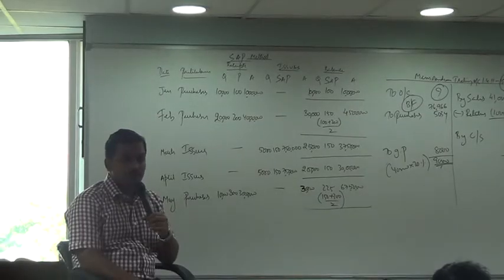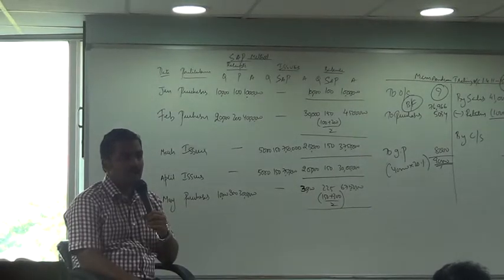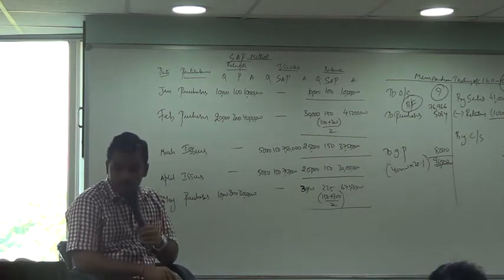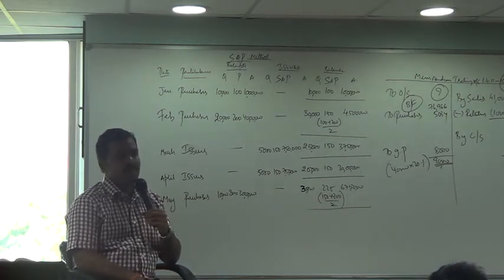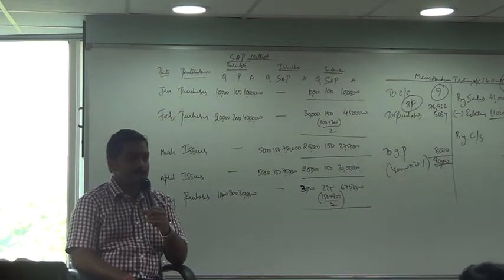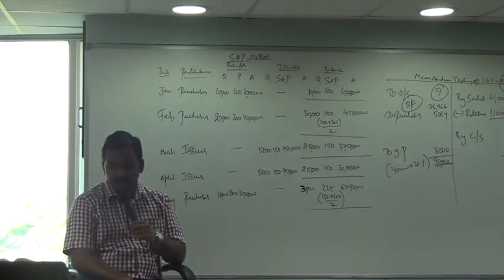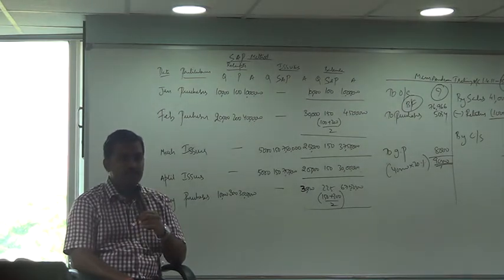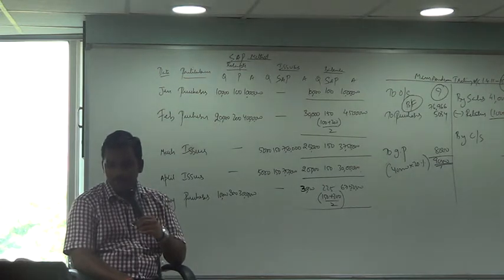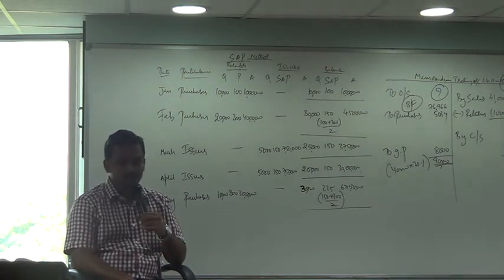Come to page number 4.18. Problem number 1. Calculate the amount of purchases if cost of goods sold is ₹80,700. Opening inventory is 5,800 and closing inventory is 6,000.